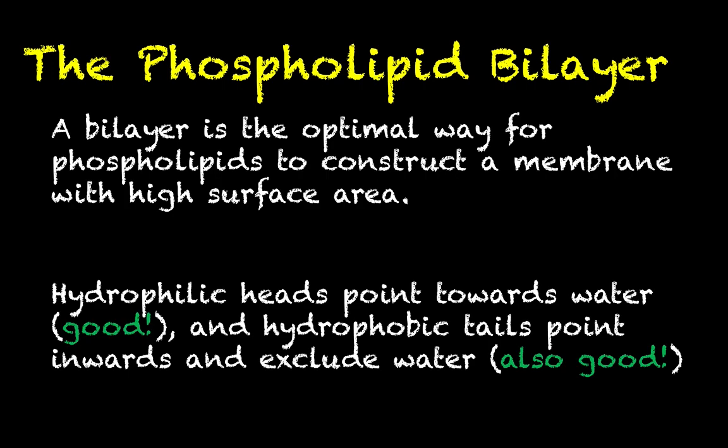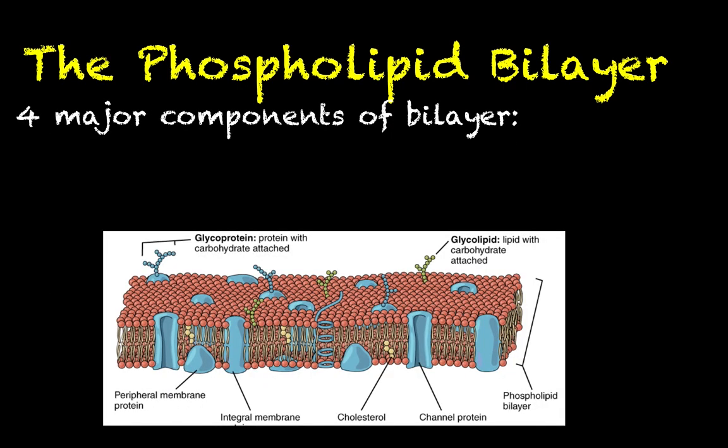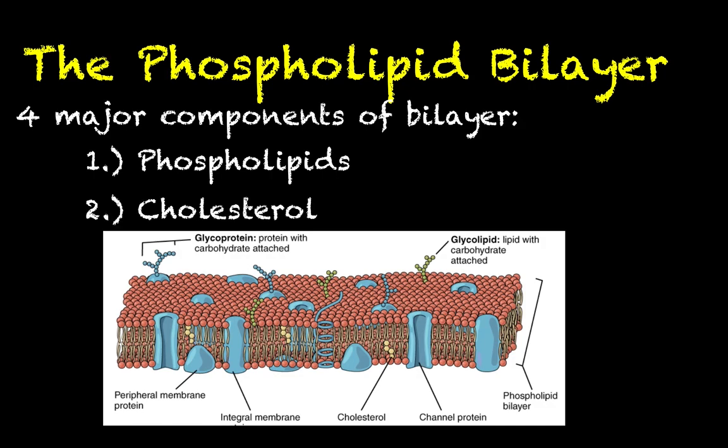They do not want to see water, and based on the way we are constructing a phospholipid bilayer, they don't have to see water. So other than phospholipids, we're going to talk about some of the other components of the cell membrane. There are 4 major components of the bilayer, of which we have already talked about phospholipids. We're going to talk a little bit about cholesterol that wedges itself into the membrane.